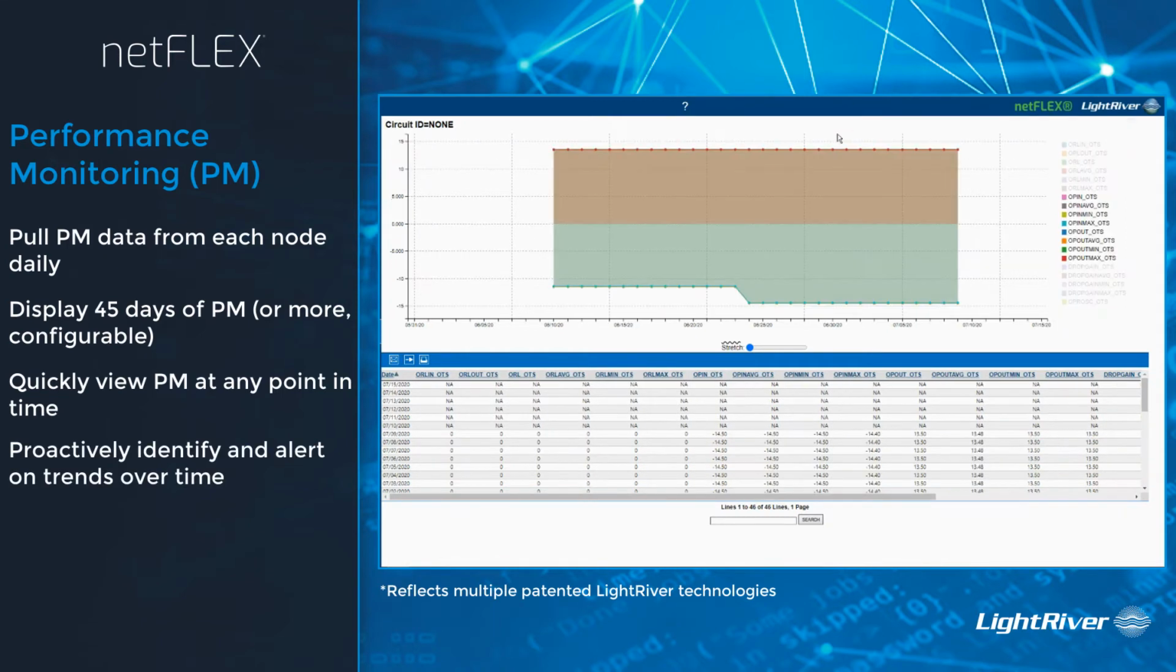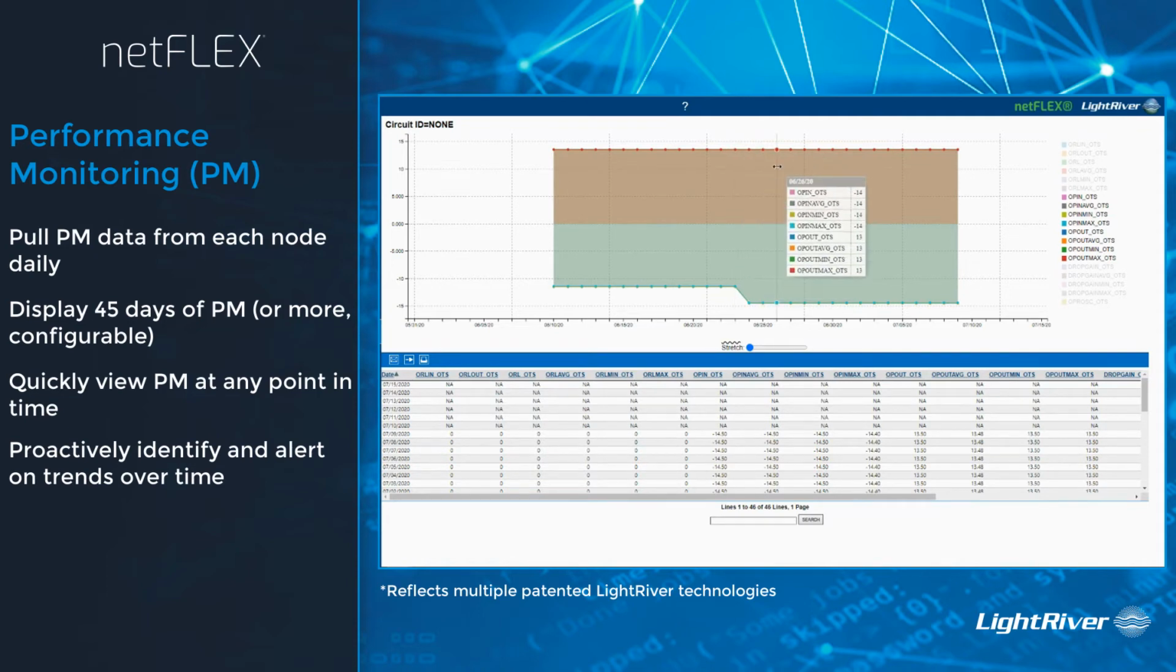Now proactively, we're doing this daily, but we're also analyzing this data and looking for trends over time. So for example, light levels down here at the bottom, we've got a -11 inbound on the OTS for weeks and weeks, and then all of a sudden that -11 drops to -14. So what caused that power level to drop? netFLEX is going to identify that. It's going to create a trending alarm to bring that to your attention.